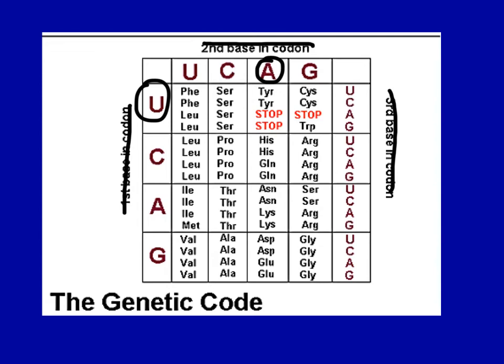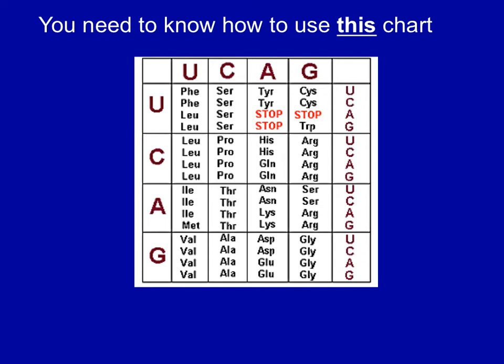All right, so let's say you have UAU. That encodes for an amino acid, tyrosine. We'll do some practice of these in class. So here's the chart that I'll give you. It's very simple. If you have a sequence of RNA, you're going to be looking for the first nucleotide in the codon here, the second nucleotide on the top, and the third nucleotide on the right-hand side.